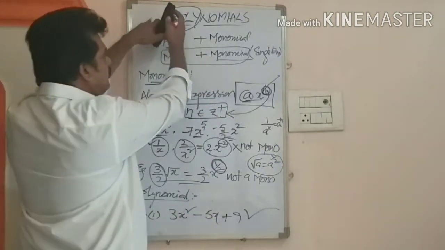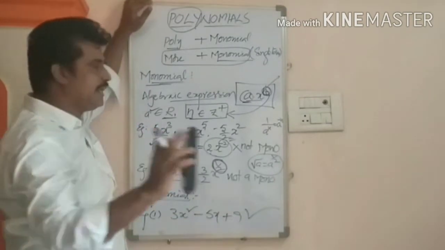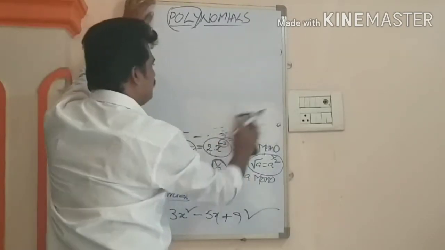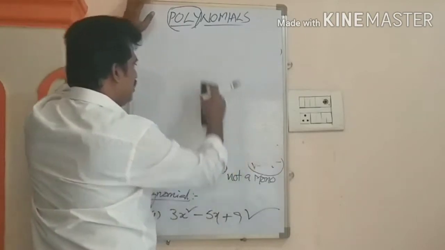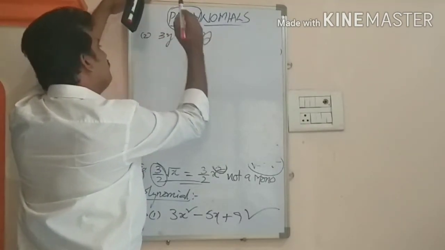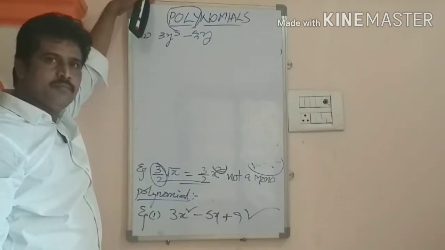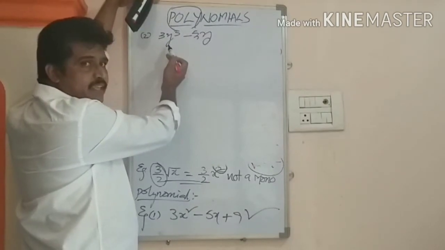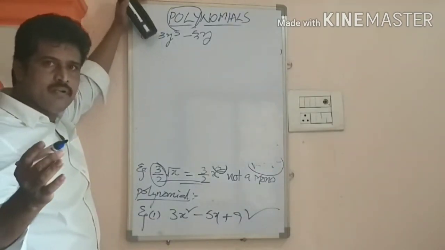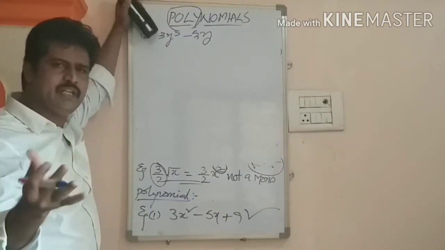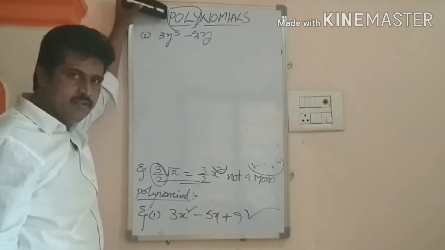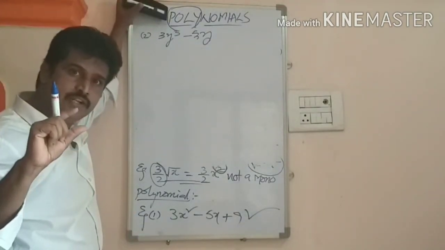Let us see some more examples. You are clear now about monomial. I'll give you some more examples about polynomials. Second example: 3y cube minus 5y. It's a polynomial, in terms of y, that means y is the variable. Here we can take any variable, in terms of x or y or z or p or q. Any English letter we can use for a variable.